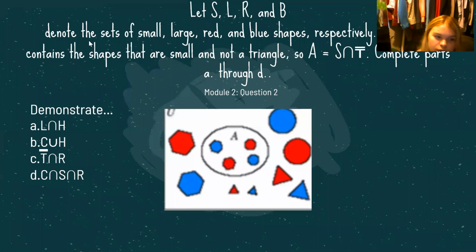So all the shapes that are red and aren't triangles are going to be demonstrated in this. They can be small or large, but they just have to be red and not a triangle. So that can be red circles, red hexagons, but they cannot be triangles.